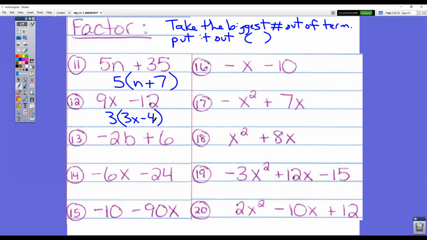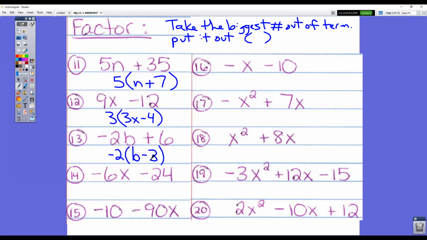Sometimes when you have a negative letter, we would want to factor out, in this one, a -2. So then we would be left over with a b. Now here's where you need to be careful. -2 times what gives you 6? Well, that would be a -3, because a negative times a negative is a positive. So you just need to be careful.